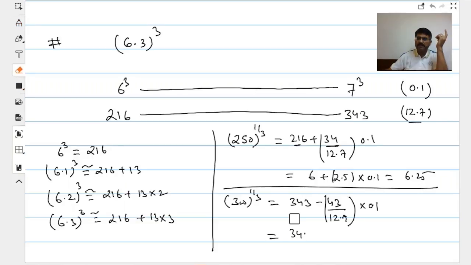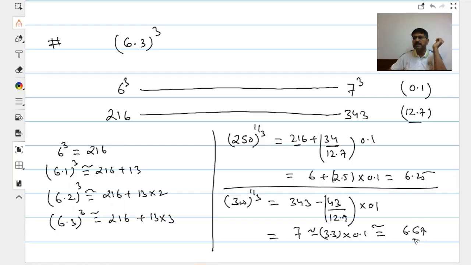It is there. We are sure it is going to be what? 7. And this is 3.5. I'm just making approximation. 3.5 or 3.3. You are better than me. 3.3 into 0.1. That is about 6.67. About 6.67. You got it? Now I have subtracted it from the 343. See approximation. Why is it 43? Because the decimal equivalent is 12.7 or 13. So I have taken that.